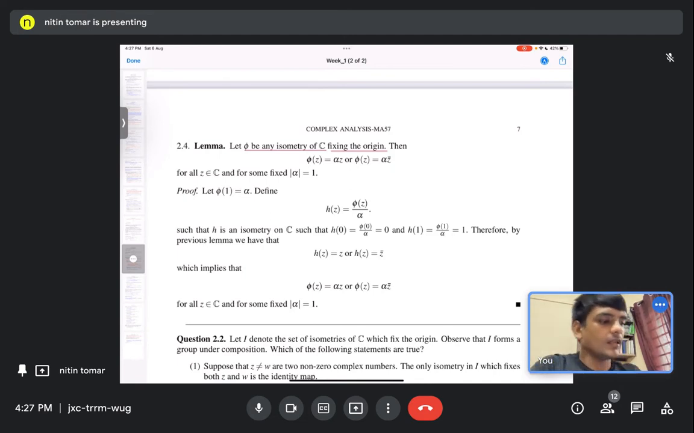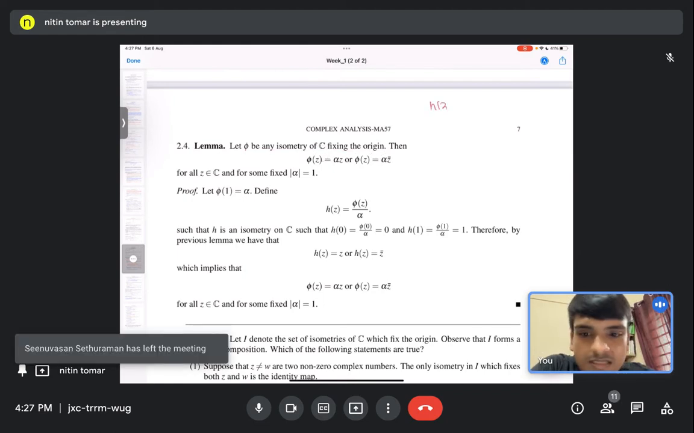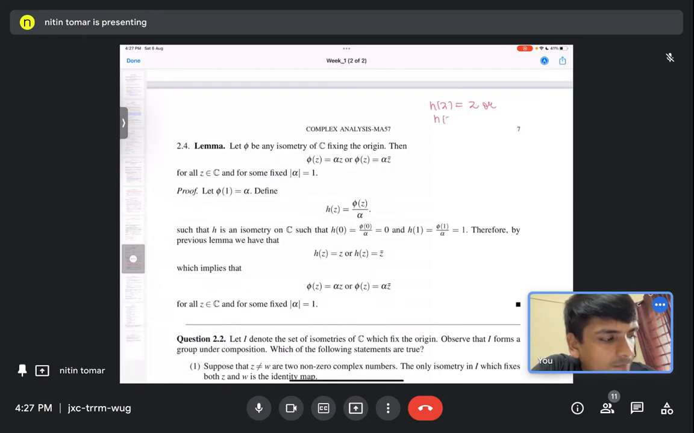Okay. So in that case, it is phi z, either it is alpha z or alpha z bar. See the similarity. Earlier it was h z is z or h z is z bar, but here a scalar multiple is coming, and that scalar multiple is from the unit circle. So how do you prove it?